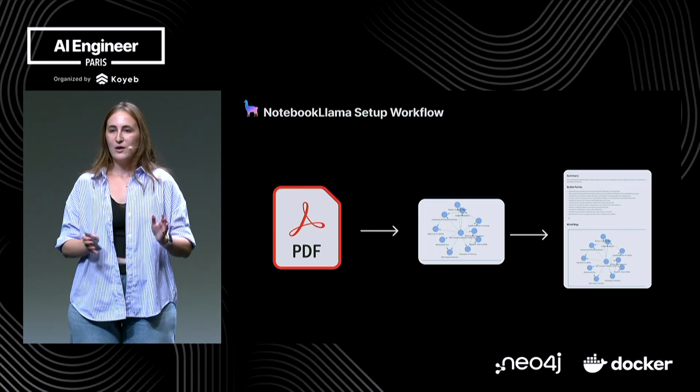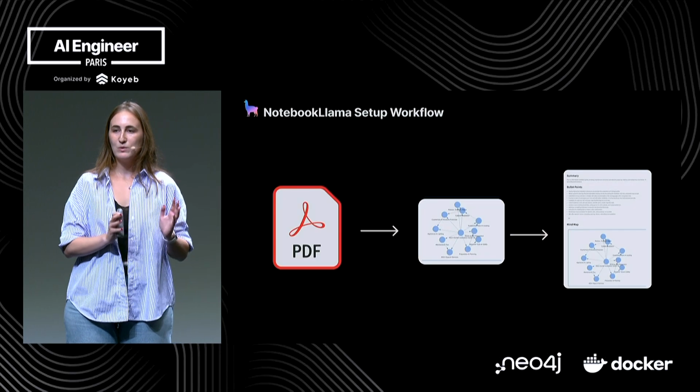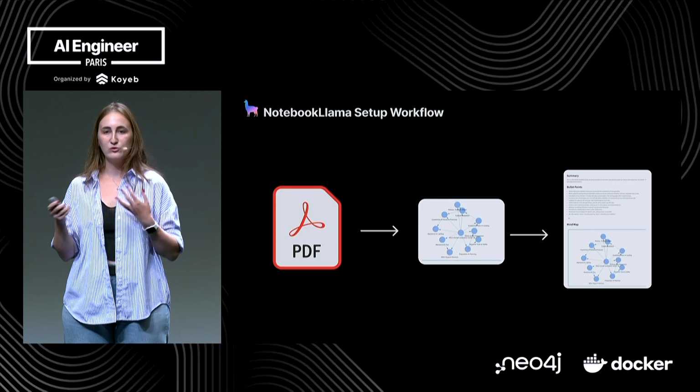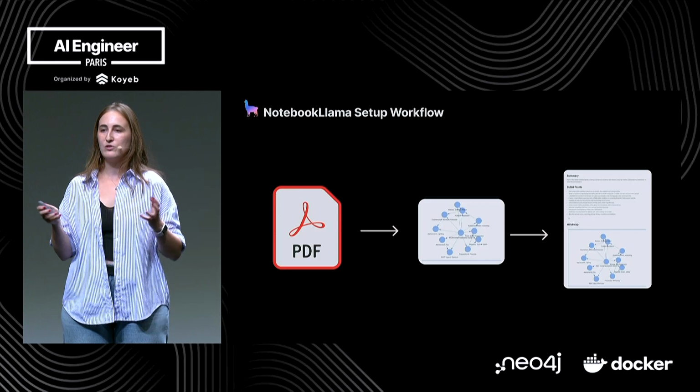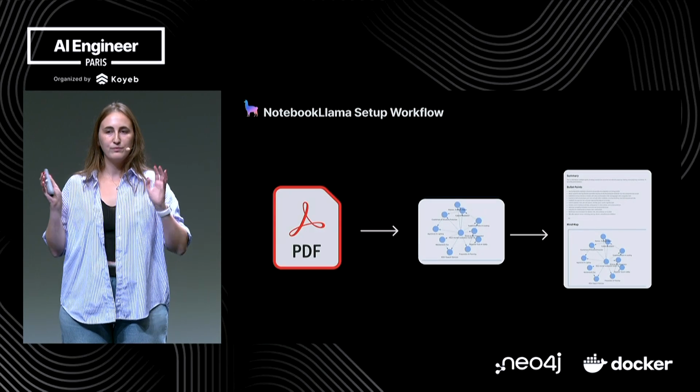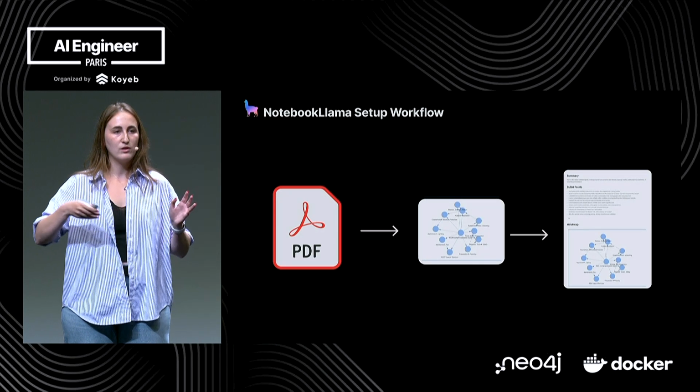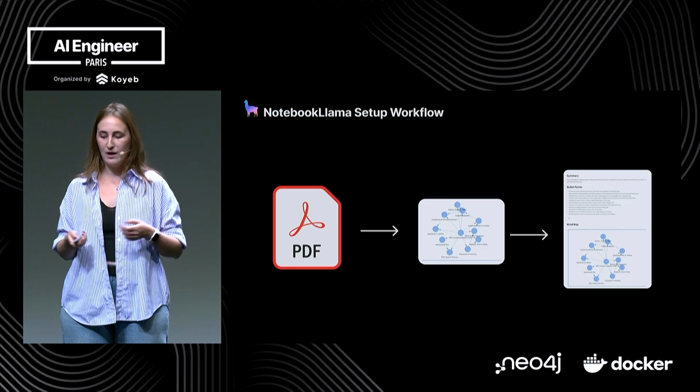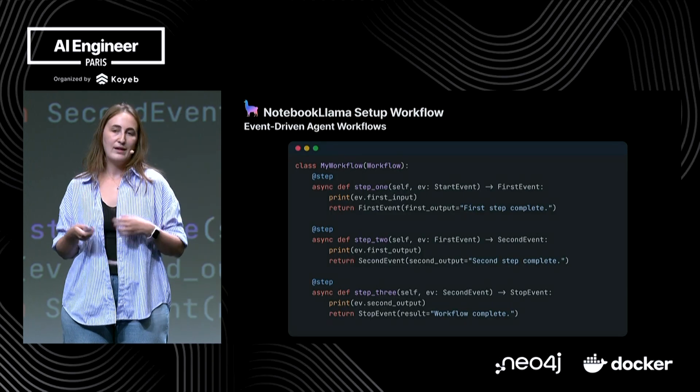So we want to start with a PDF. Next, we want to be able to generate some sort of mind map. And next, we want to generate the whole notebook with the summary and bullet points, etc. So by thinking about this, we've already described to ourselves exactly what the logical flow should be, ideally. And how do we do that?